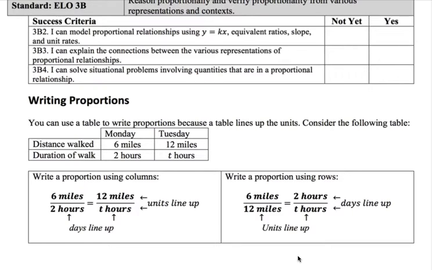Consider the following table. On Monday, I walked 6 miles in 2 hours, and on Tuesday, I walked 12 miles in 2 hours. So I can write a proportion by lining up the columns. Notice that the days line up in the fractions, and the units line up across the numerators and across the denominators. I could also write the table using the rows, or the proportion using the rows. This way the units would line up in the two different fractions, and the days would line up in the numerators or denominators.